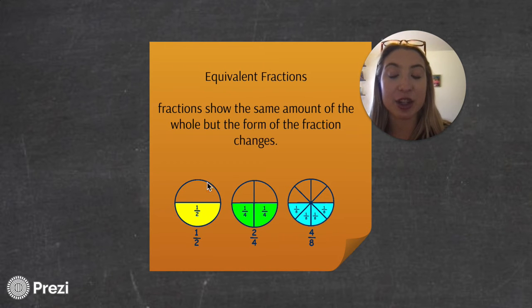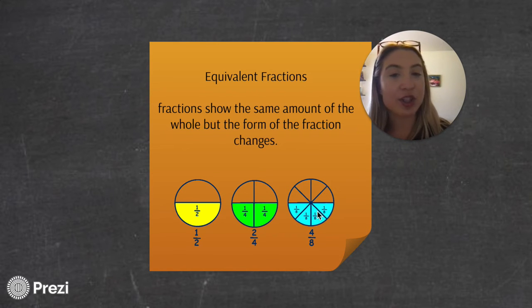This is divided into 2 equal parts. 1 part is shaded, so it's 1/2. This one's divided into 4 equal parts. So we see the 1, 2, 3, 4. 2 are shaded, 2/4. And same with over here, divided into 8 equal parts. 4 parts are shaded. It's all the same amount, just with different numbers.